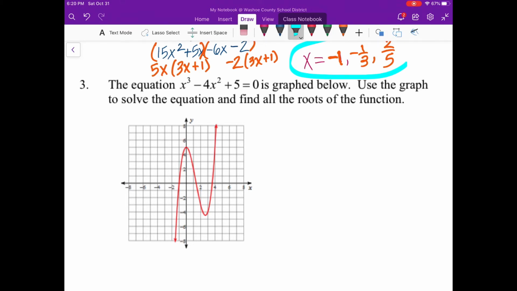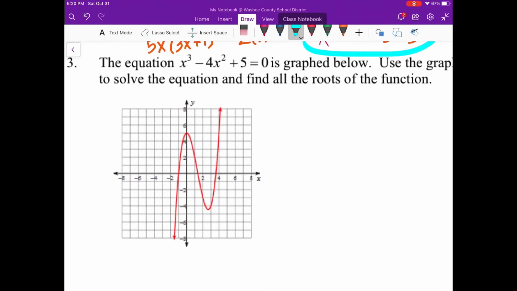So the equation x cubed minus 4x squared plus 5 equals 0 is graphed below. Use the graph to solve the equation and find all the roots of the function. So if these were perfectly crossing perfect numbers on the x-axis, this would be easy, right? I would just identify like, oh, here, here, and here. But there's only one number that it crosses perfectly and nicely, and that's at negative 1. So this is what I'm going to be dividing by. The other ones are like somewhere between, which tells me that when I get my answers, I'm going to probably have some radicals, some decimals there. It's not going to be super pretty, okay?